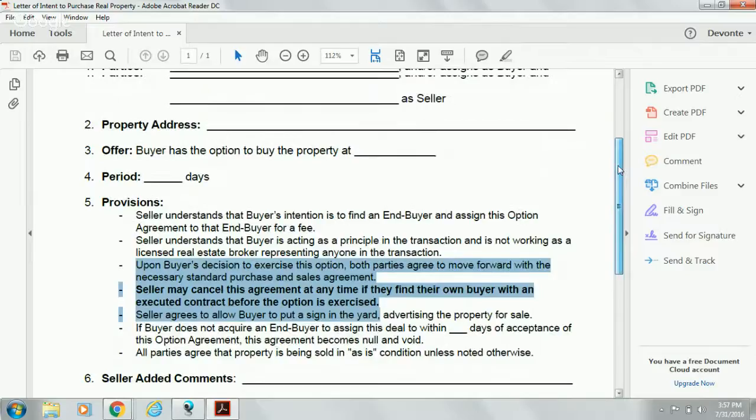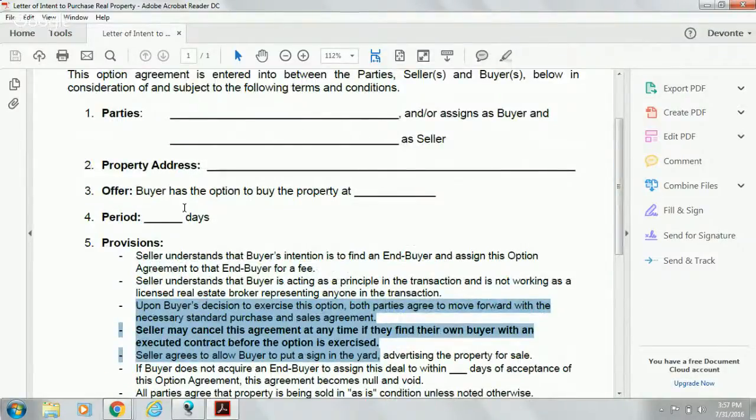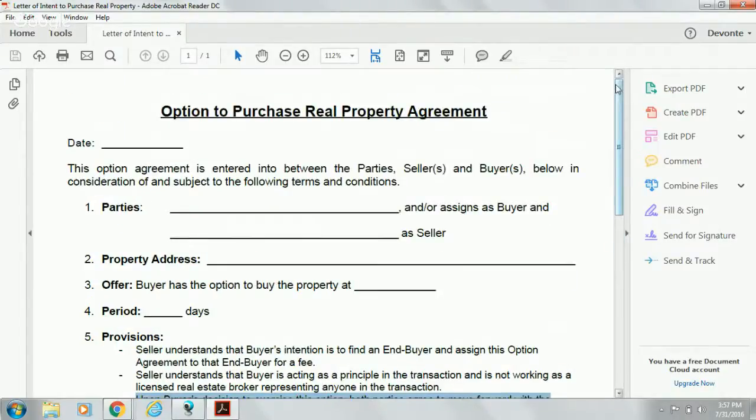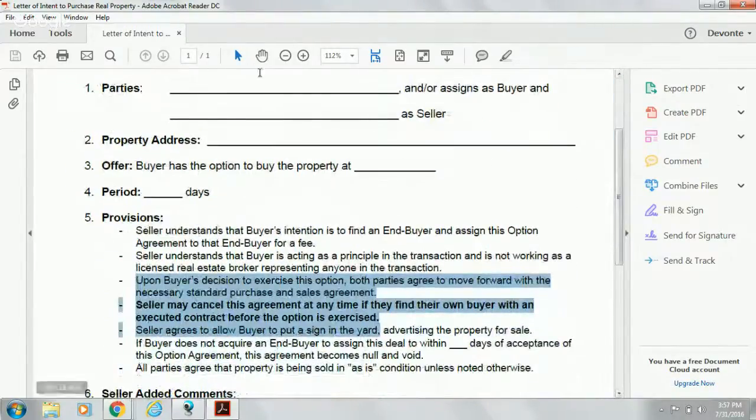He's got the parties involved. He's got the property address. He's got the offer to buy the property at. He's got the period, and he's got the date. So this is pretty much just to get the ball rolling at the attorney's office, so they know what we're dealing with, and he knows, okay, if Veteran Home Realty does find a buyer, we have all the information to go ahead and get a standard purchase and sales agreement, which would be the FAR/BAR if you're here in Florida, or the WB11 back in Wisconsin.